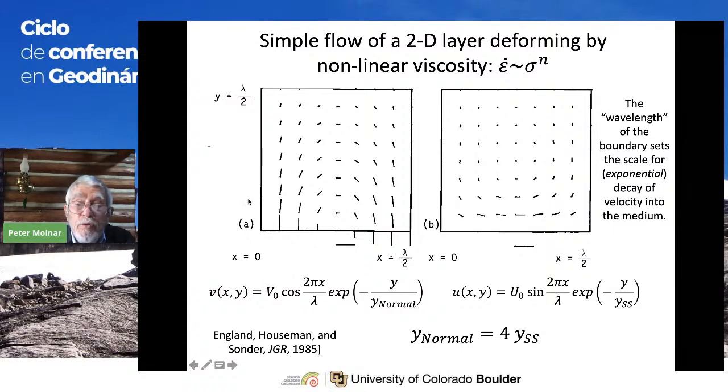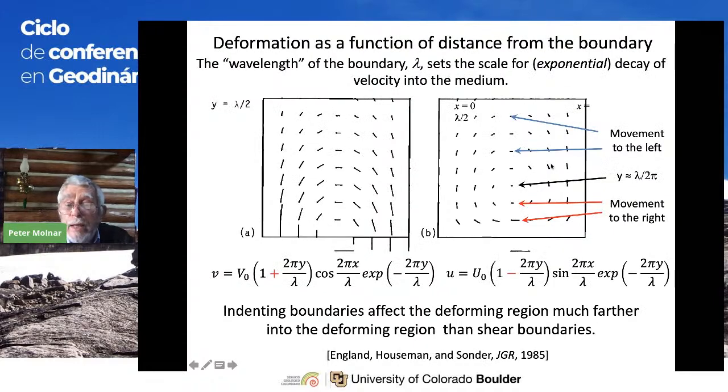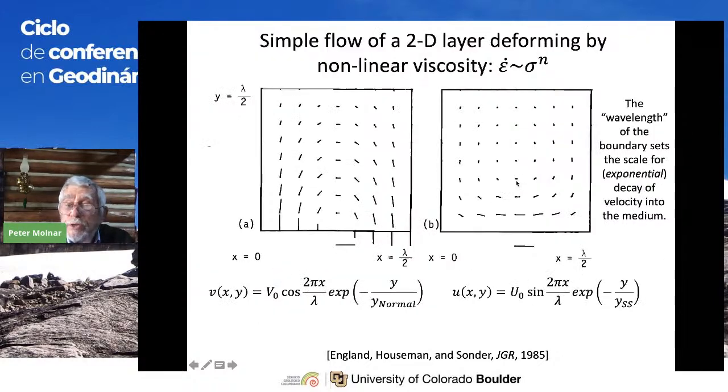And therefore, if you have indenting boundary conditions, you should reach deeper into the material than if you have strike slip boundary conditions. And I remind you, if it's Newtonian viscosity, the equations are a little different because of this plus sign and this extra term, this minus sign and this extra term, and this counterclockwise flow. With the non-Newtonian viscosity, you don't have that counterclockwise flow. You never have that. You just decay away more and more as the distance gets larger in this case.